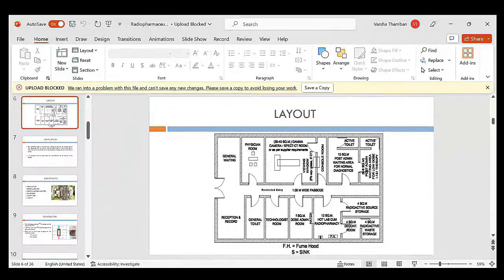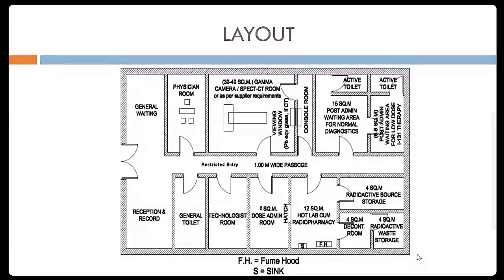Okay, this is the layout of this nuclear medicine. I hope you have seen this. If not, I'm showing again. We have the general waiting area, reception, toilet, and the physician room where we do the scan, and we have the technologist room where we give the dose to the patient. The hot lab is where we make the radiopharmaceutical. Then the decontamination room, waste storage room, source area, and after giving the radiopharmaceutical, the area where we sit the patient, and the active toilet.